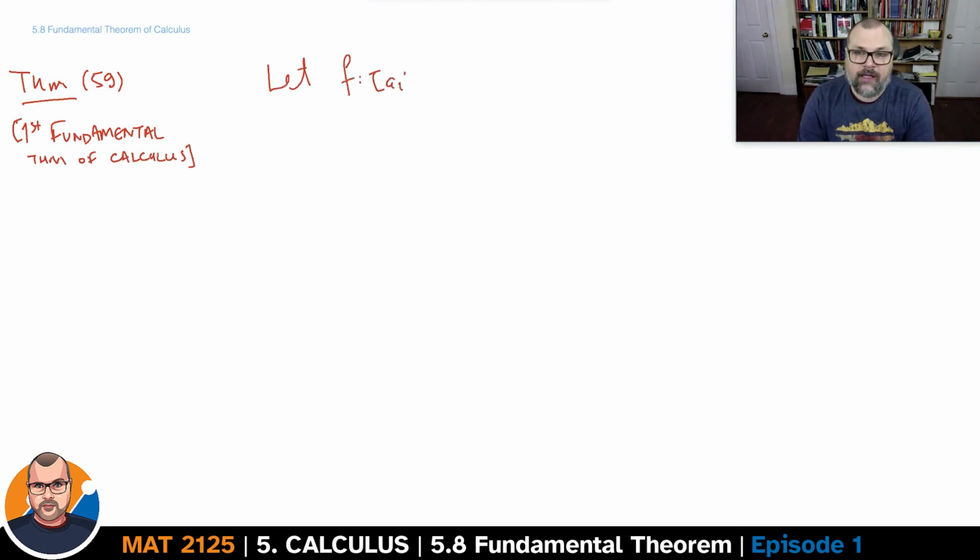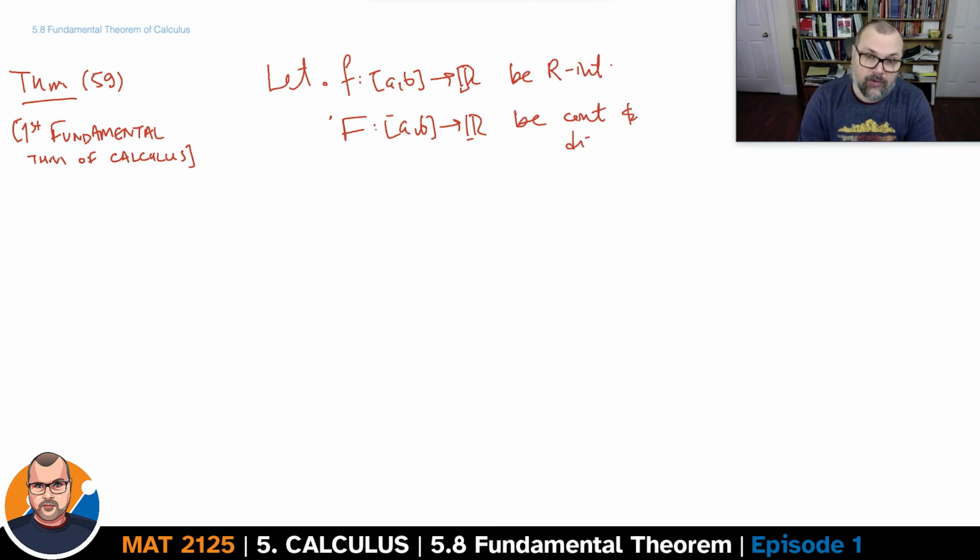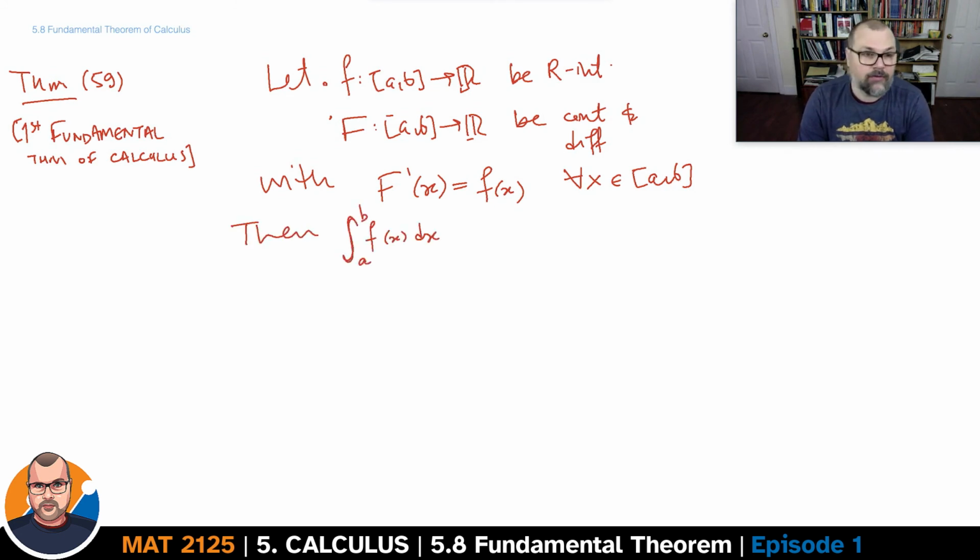Suppose that lowercase f be a Riemann integrable function from the interval [a,b] to R, and uppercase F from the same interval [a,b] to R be continuous on [a,b] and differentiable. Let's assume furthermore the derivative of uppercase F is actually the function lowercase f for every x in the interval [a,b]. Then the integral of the function f from a to b is simply the difference of the evaluation of the function uppercase F at b minus the value of the function uppercase F at a. You know this result.